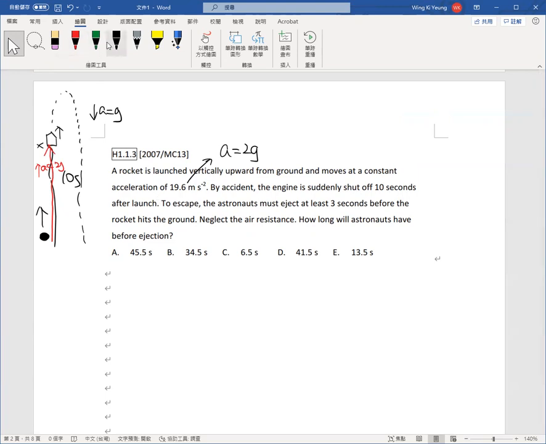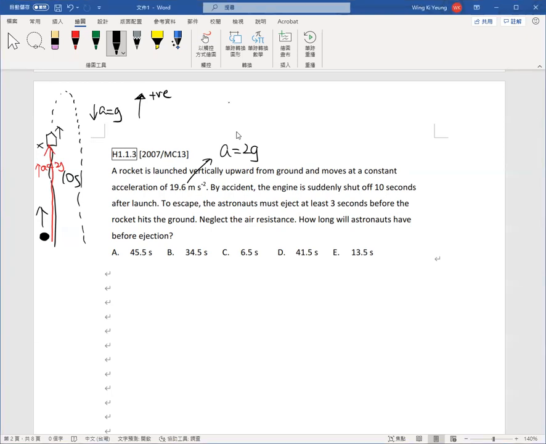So let's say if I let the direction upwards to be positive, positive. Eh? Albion, he left.